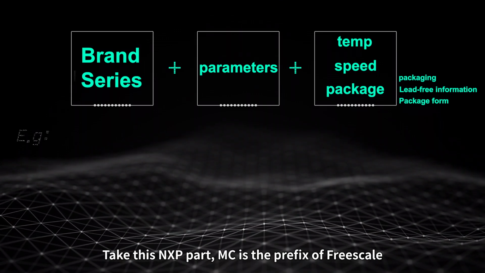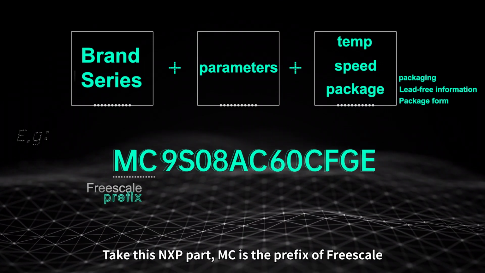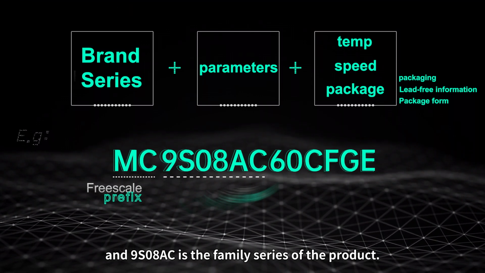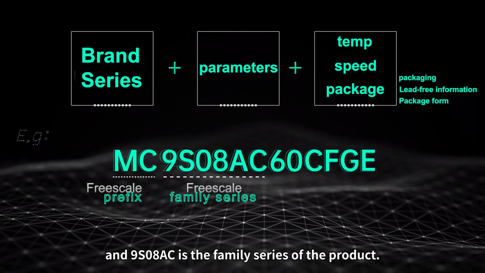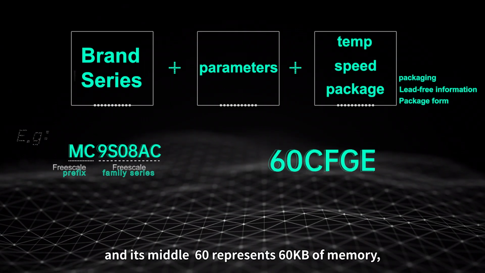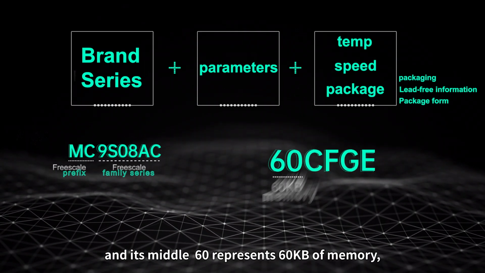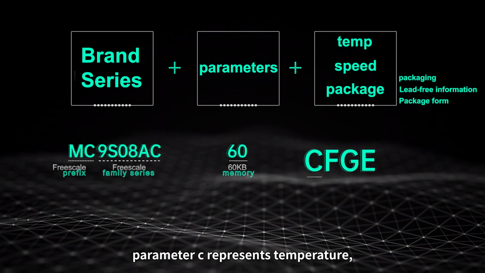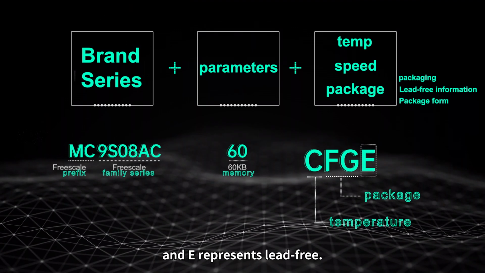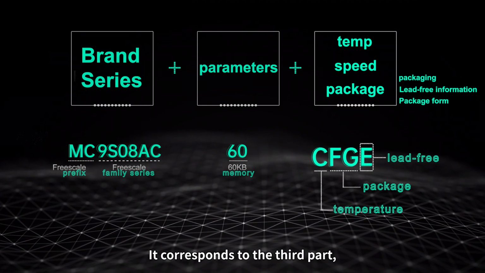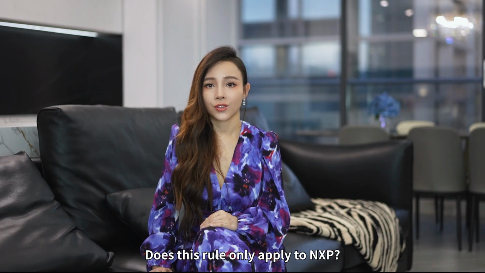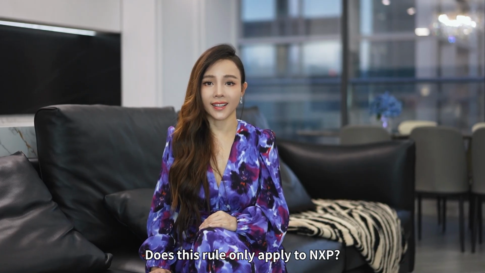Take this NXP part. MC is the prefix of Freescale. 9S08AC is the family series of the product. It corresponds to our first part, the brand series, and the middle 16 represents 16 KB of memory. Parameter C represents temperature, FG represents packaging, and E represents lead-free. It corresponds to the third part. It's not difficult, right? Does this rule only apply to NXP?